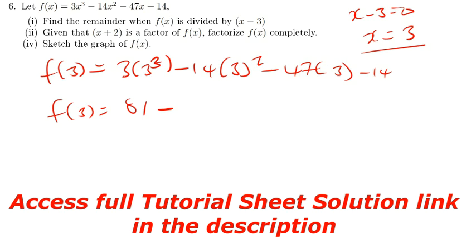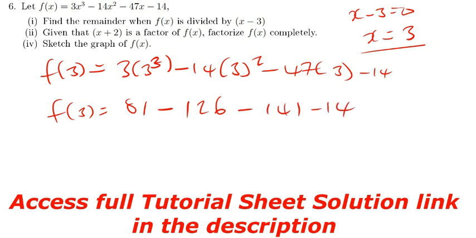Okay, yeah, it's correct. So now I have got 14 times 9. 14 times 9, that should be 126. Then minus 47 times 3. 47 times 3, it should be 141.